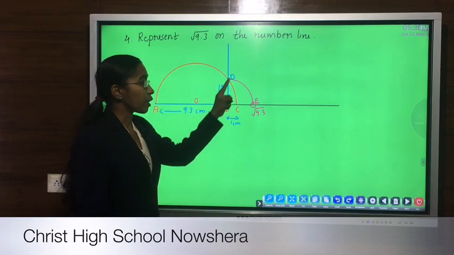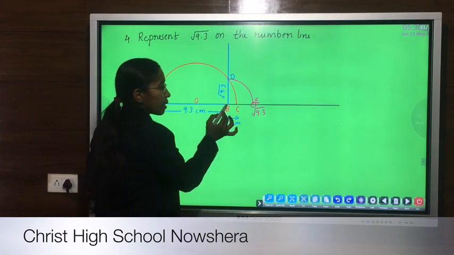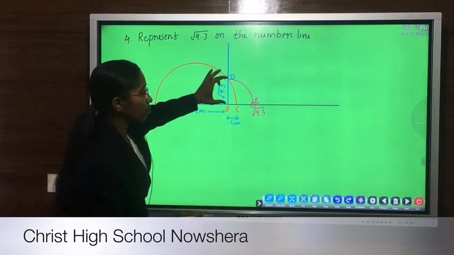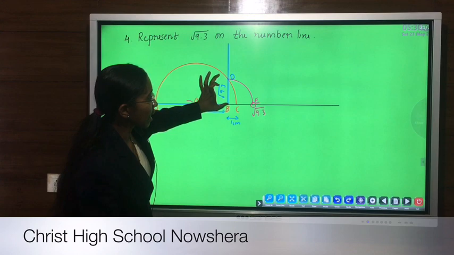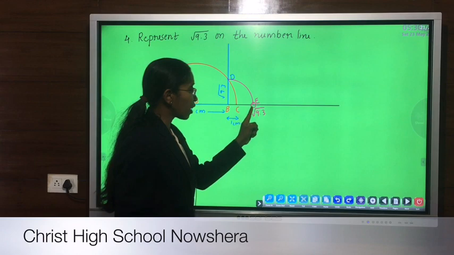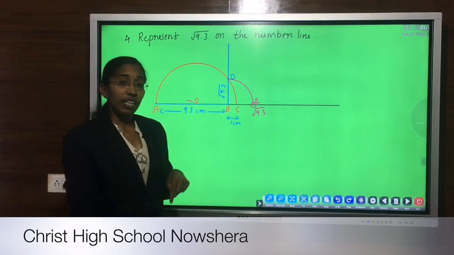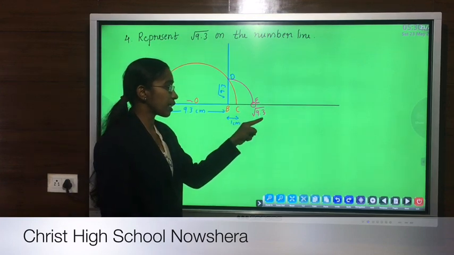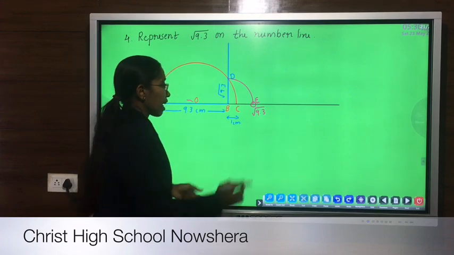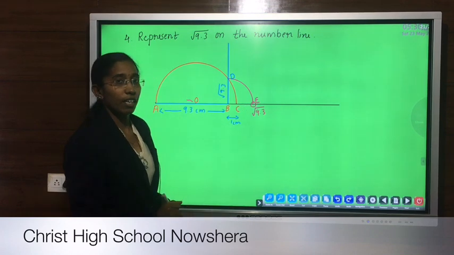How to find that root 9.3 on the number line? Again you take your compass and B as center, take BD length. Using your compass, take BD length and B as center, draw an arc which intersects our number line. That point is E and that is root 9.3. We know that root 9 is 3. So root 9.3 means this point is exactly a little bit more than 3. Just check with your scale from B to E. What is that distance? So this point is root 9.3.